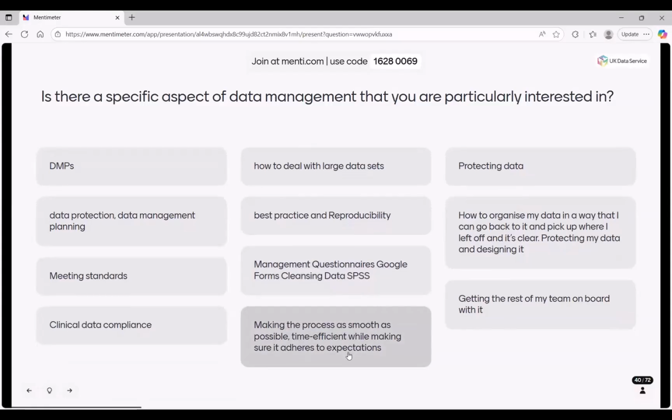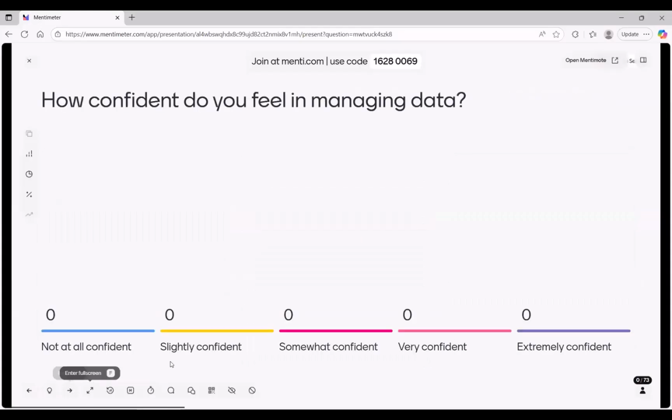Yeah, collaboration, how to organize my data, protecting data, clinical data compliance. I think your responses are quite helpful for us to include some of the content that is missing or to plan some further workshops. So thank you very much for your responses.